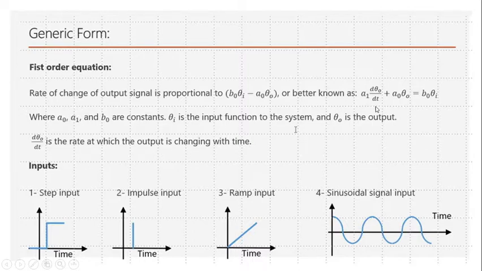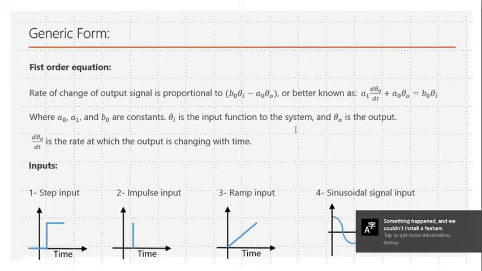So for first order equations, a first order derivative is present. That is the conclusion for that generic form of the equations that we can get from looking at examples.